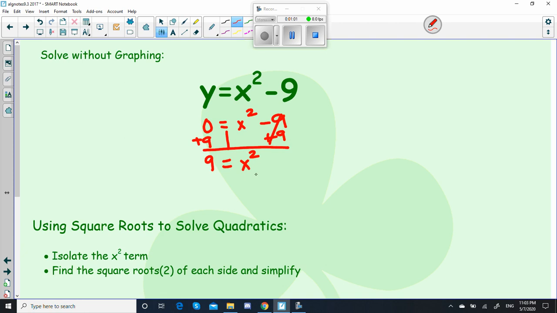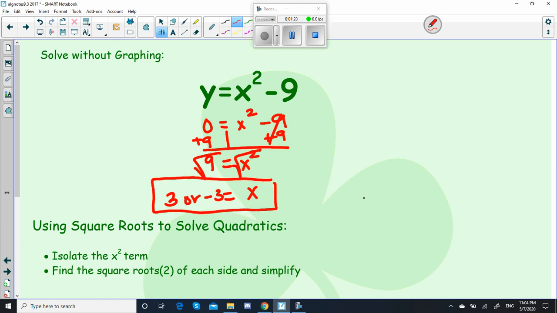So I want to take the square root now. So I'm taking the square root of this side and this side. And when I take the square root over here for x squared, that's x. And when I take the square root of 9, that is plus 3 or negative 3. So I have two solutions, 3 or negative 3. And this is only going to work as far as solving if it doesn't have a bx. If it does have a bx, that's not going to work anymore.